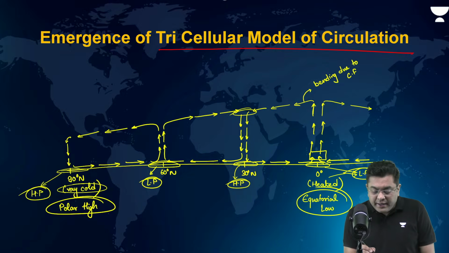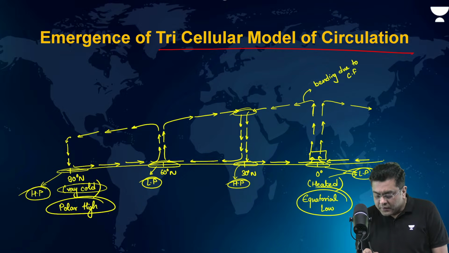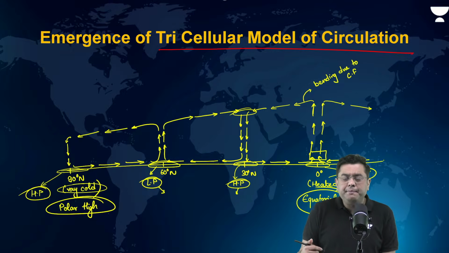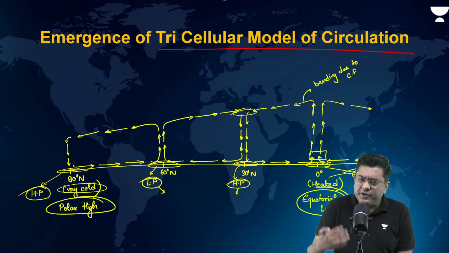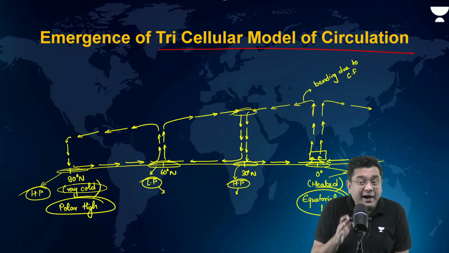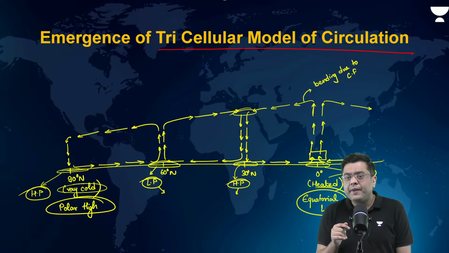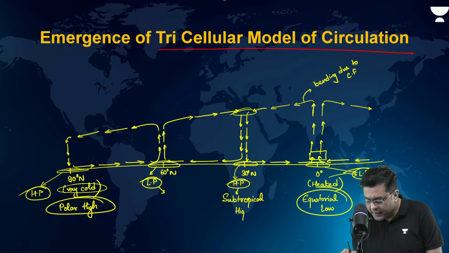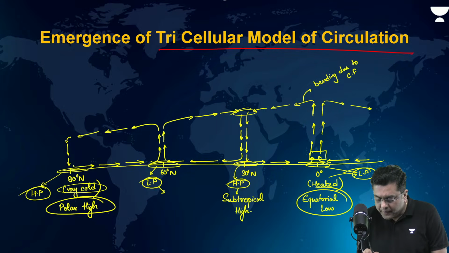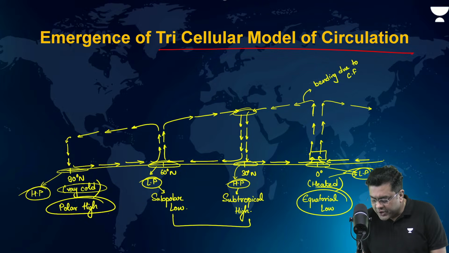Whereas the remainder of the two, these are not created because of temperature, these are created because of sinking of air. That is why at 30° north, despite high temperature, you have a high pressure of sinking air. This is known as subtropical high. This is known as subpolar low. Both of these are dynamic pressure.